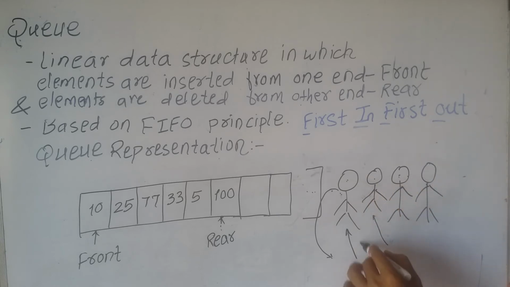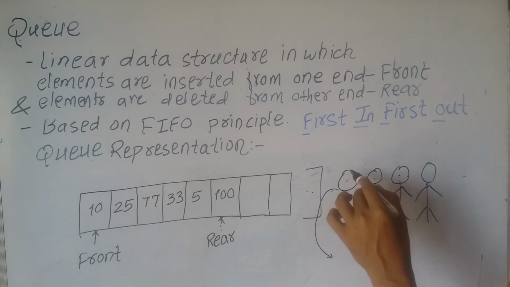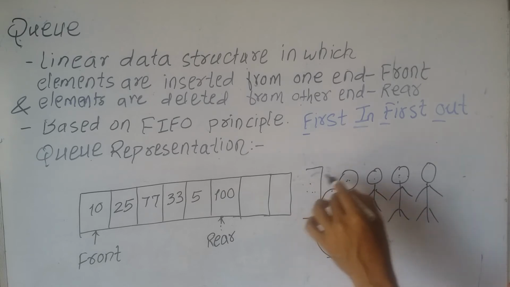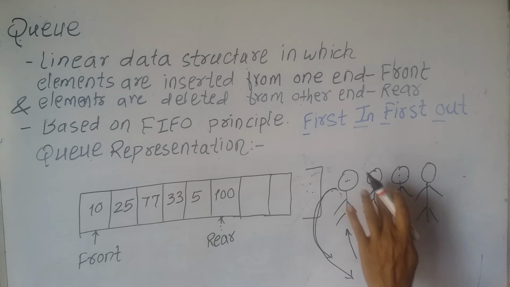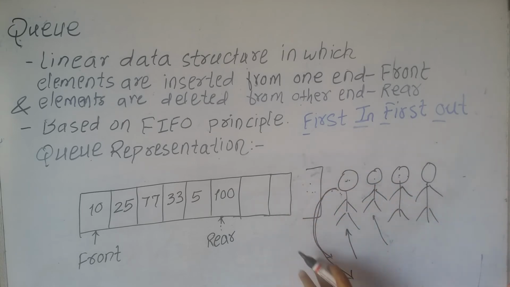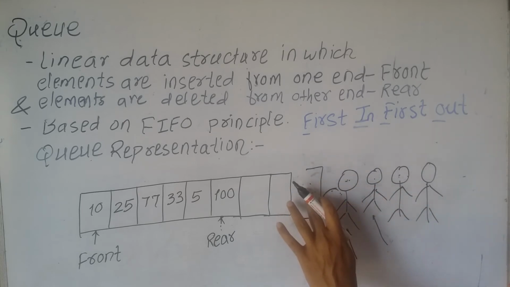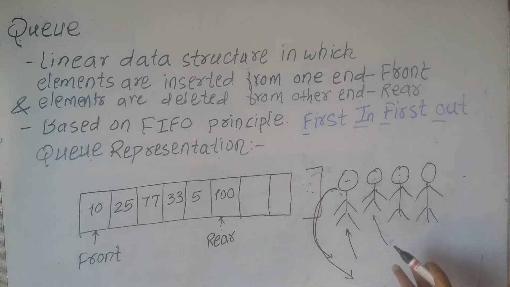The person who comes first gets service first from the cashier, and then goes out. Then the second person comes over here, gets service from the cashier, and then goes out. So this is the normal example of a queue.